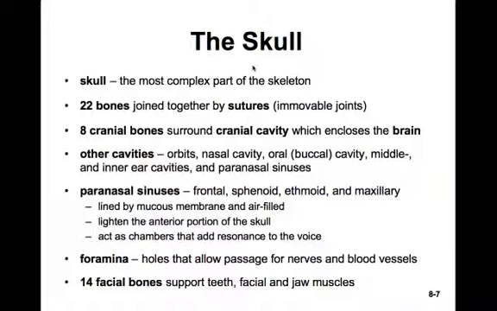There are lots of different cavities in the skulls, like the orbits where the eyes go, the nasal cavity, the oral cavity, the middle and inner ear cavity, as well as all the paranasal sinuses. There are a number of different paranasal sinuses, the frontal sinuses, the sphenoid sinuses, ethmoid, and maxillary sinuses.